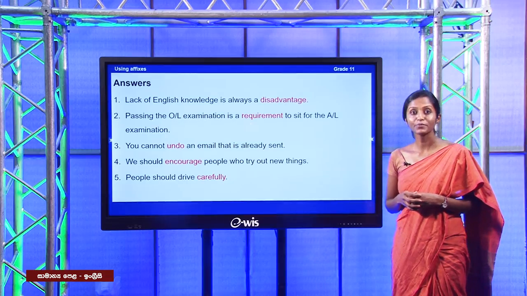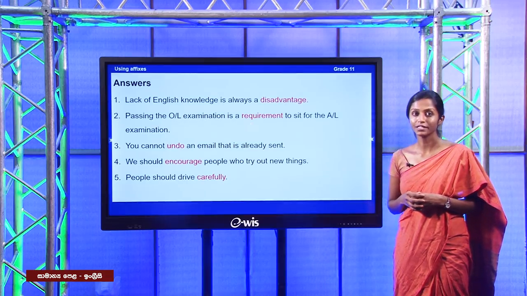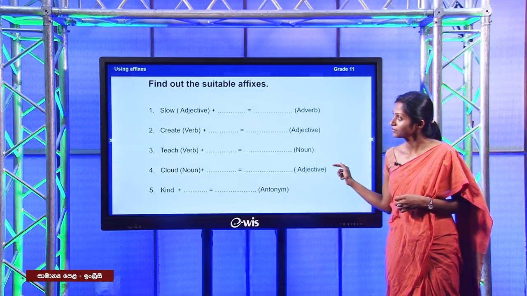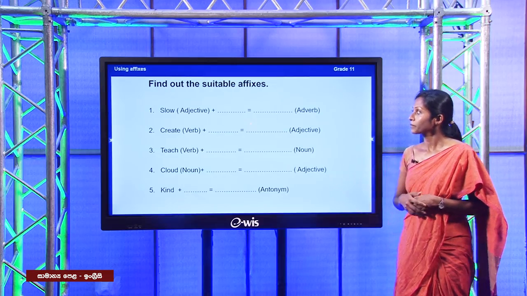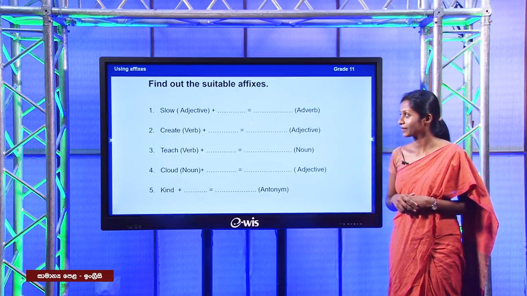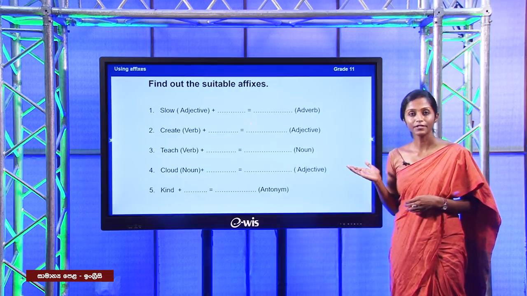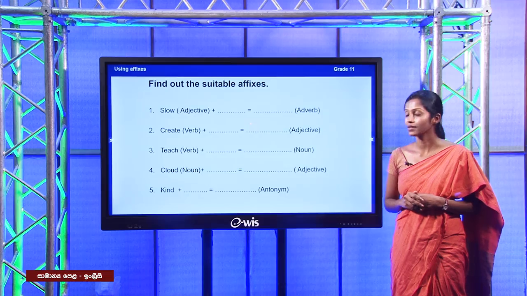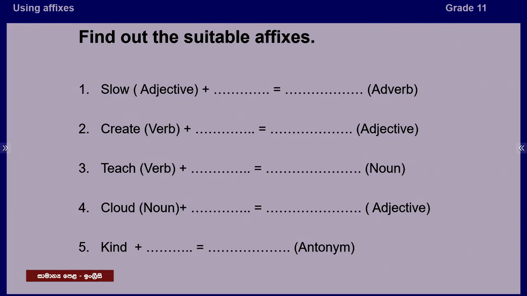In order to practice more, we are moving to another activity. You have to find out suitable affixes. Look at the first one. I have given you the root word, slow, and I have told you that it is an adjective. Now I want you to create an adverb adding the suitable affix.